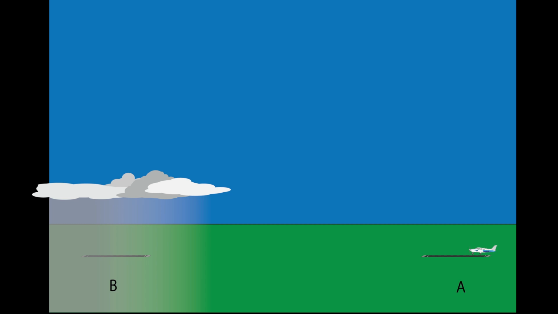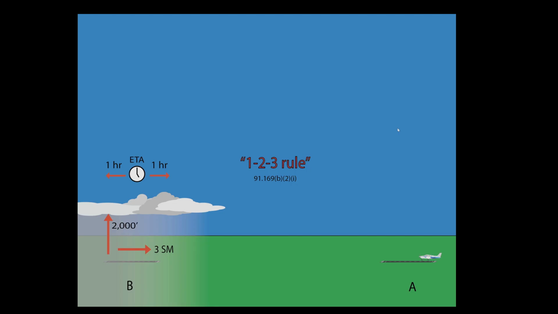We use something called the 1, 2, 3 rule. Okay, so the way we know if we need an alternate is something we call the 1, 2, 3 rule. So what we have to do is look at the forecast for our destination and look at a time period around our ETA, our estimated time of arrival, 1 hour before to 1 hour after our ETA.